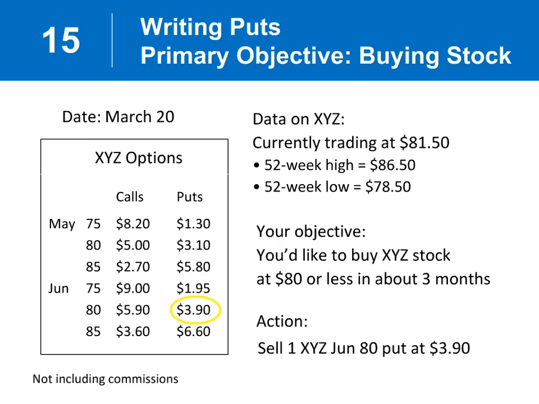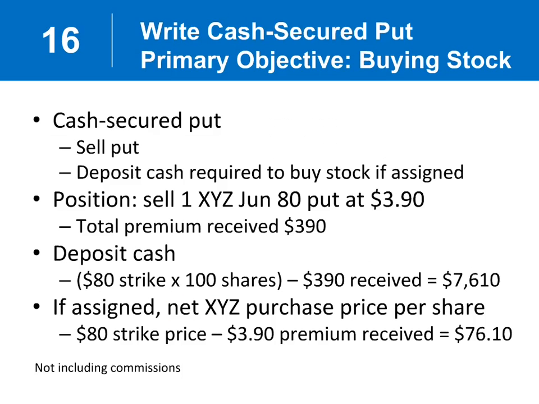So what does that mean? Obviously, it means in order to get assigned on this put, that stock is going to have to be below 80 between now and June expiration. Let's look a little bit closer. We've talked about cash secured versus doing it on margin.